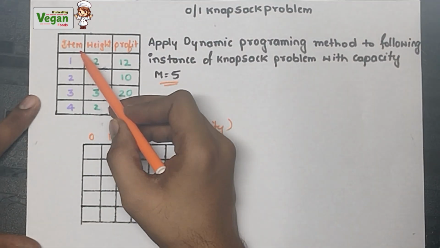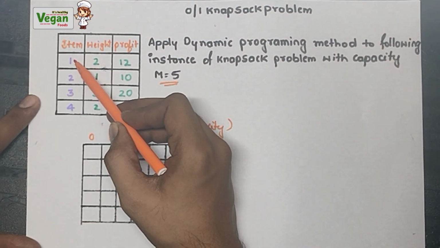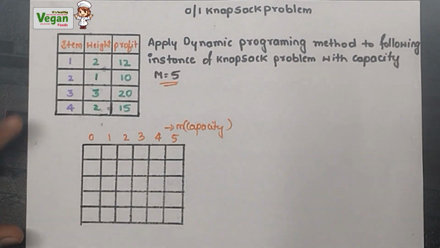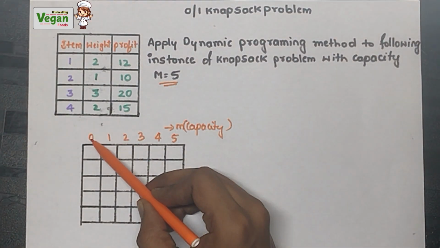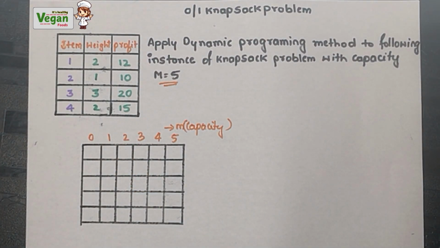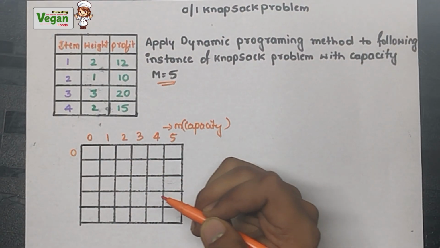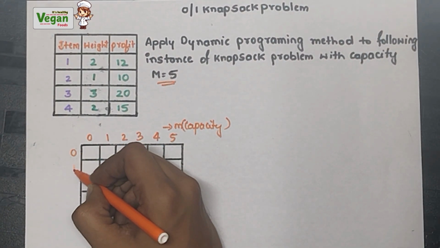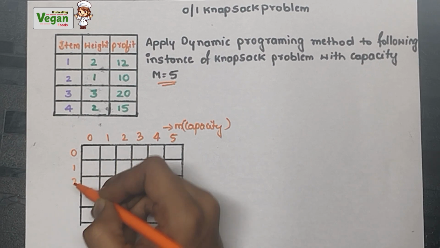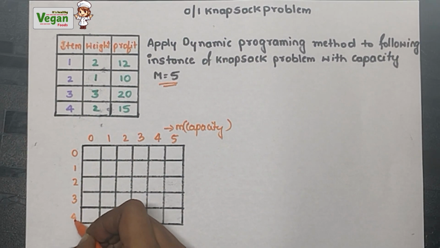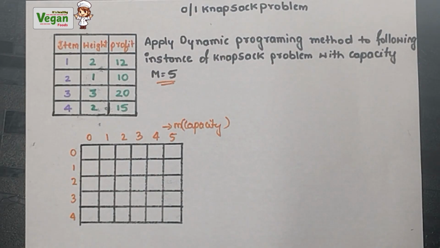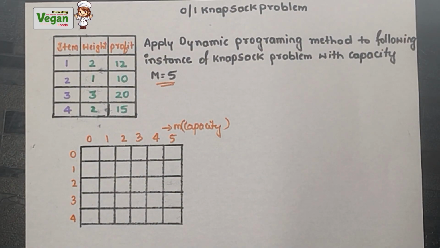Next, what have they given? The items 1, 2, 3, 4. When I fill 0 capacity, that is, if I didn't fill the container, what will be the item? No item will be filled. So 0. Next, 1, 2, 3, 4. Now write the profit and the weight given in the table.